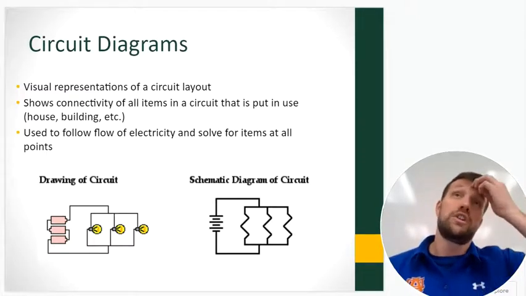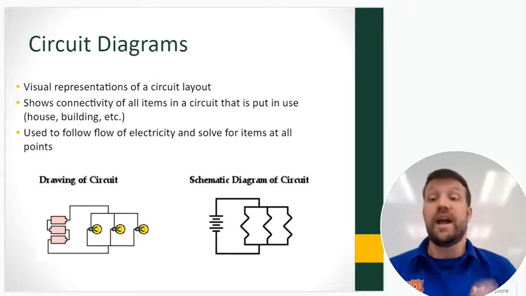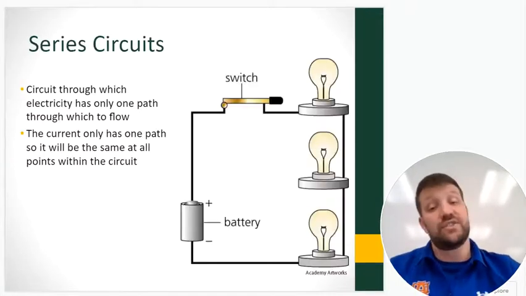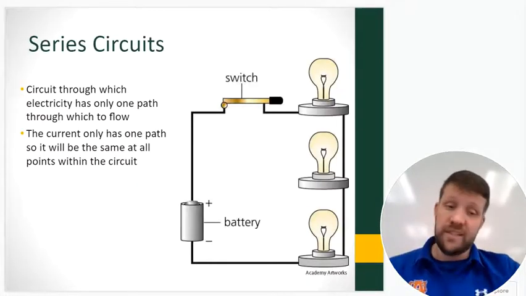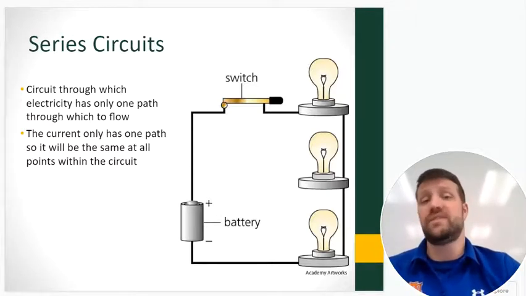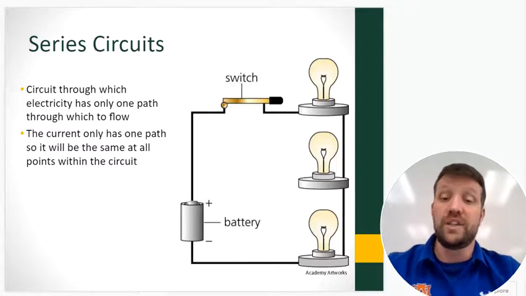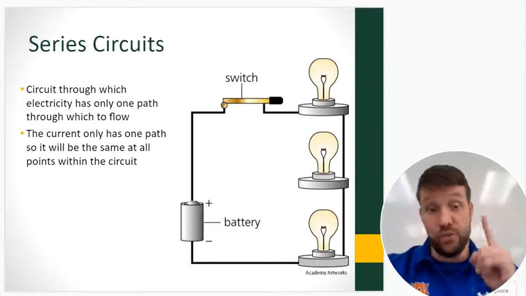Now, there are 2 very basic types of circuits, and then there are different ways to combine those different types of circuits. So we're going to start with what's known as a series circuit. Okay? A series circuit is really the most basic thing that we've got going on when we have current traveling. This is a circuit through which electricity has one path to follow.